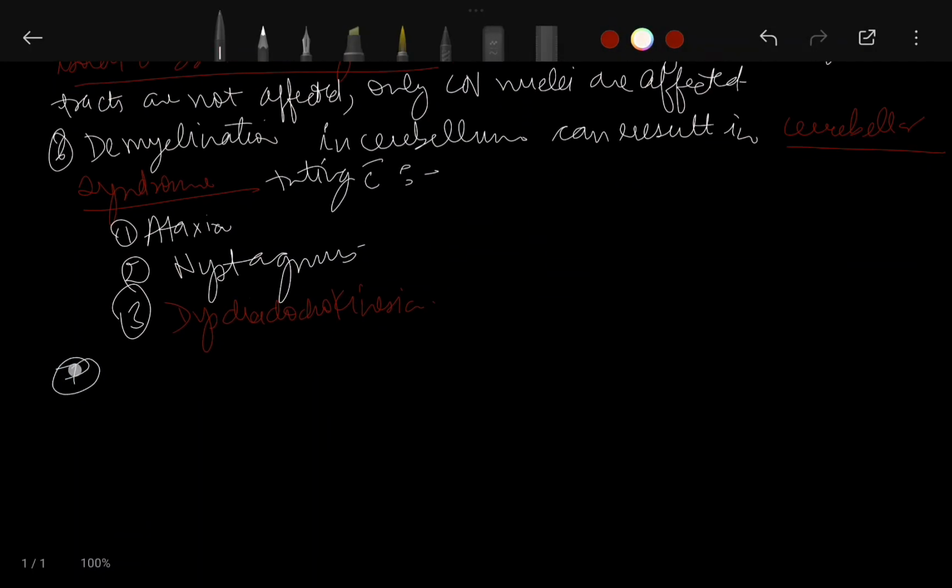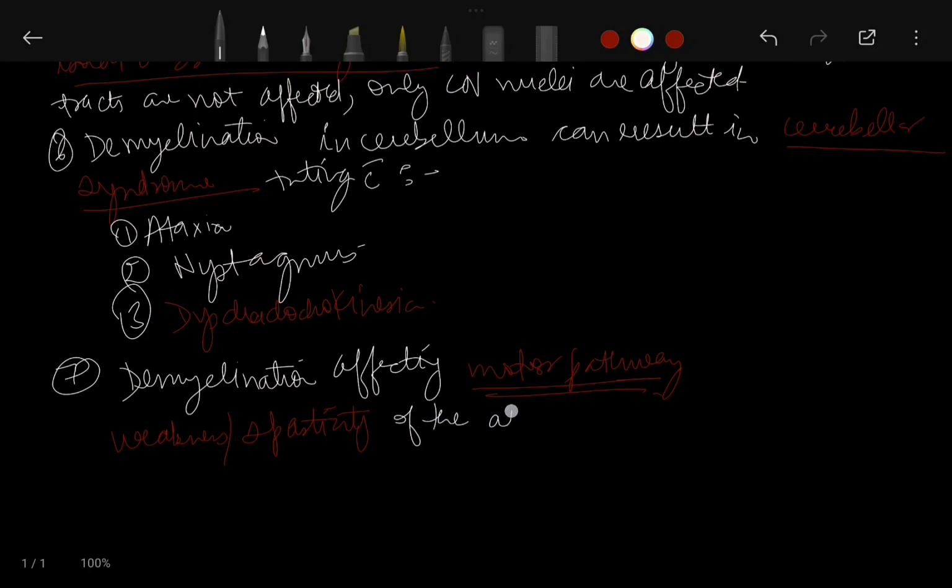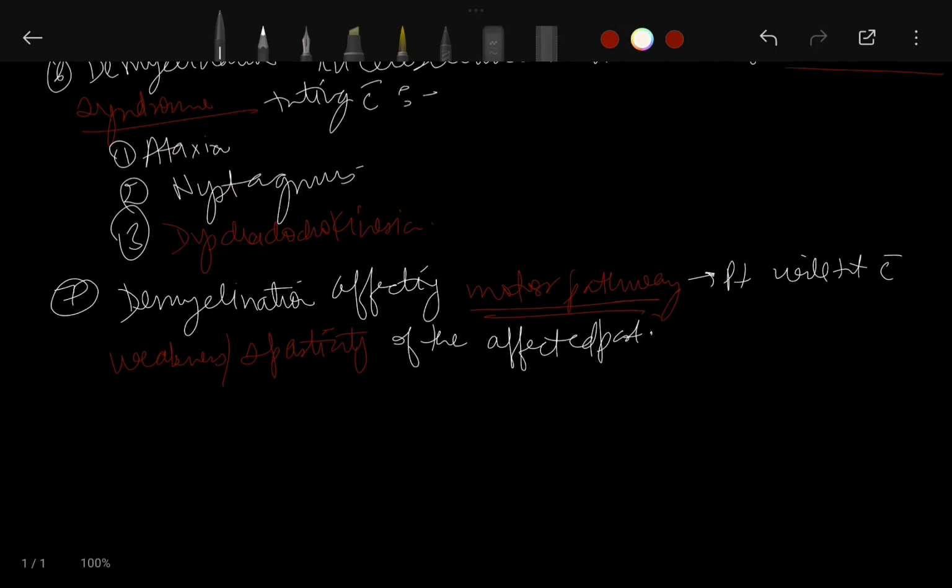Now, the last symptom is demyelination affecting the motor pathway. In this case, the patient will present with weakness or spasticity of the affected part. And what are the ancillary symptoms? These are the common symptoms up till now.